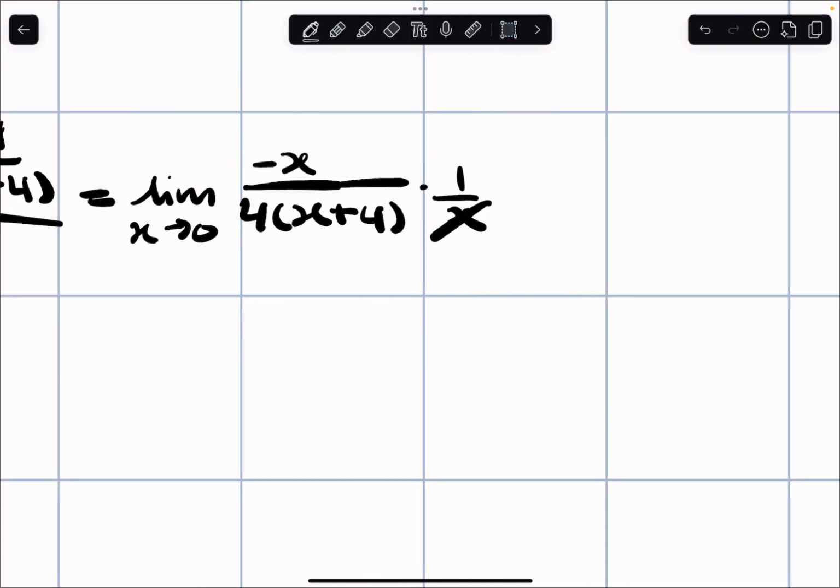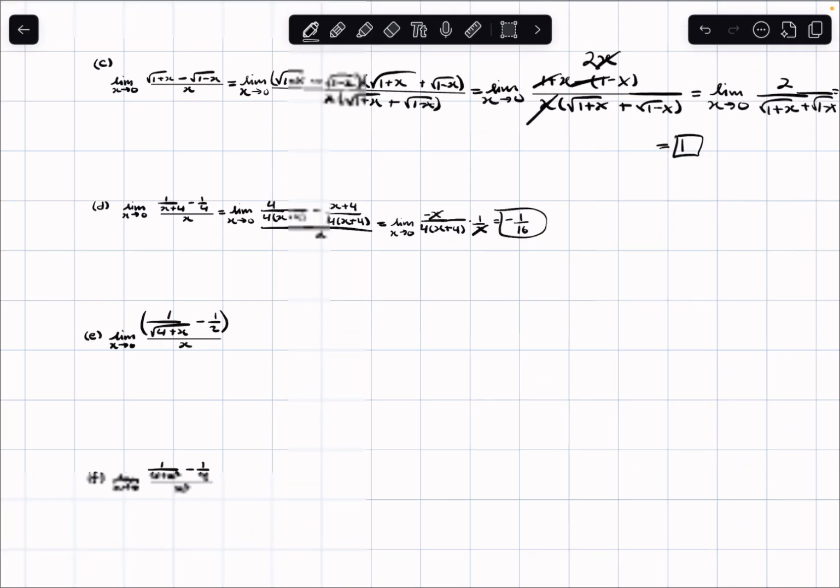And then we will cross that out. Then we can plug in 0. So 0 plus 4 is 4, times 4 is 16, which gets us negative 1 over 16. Okay.